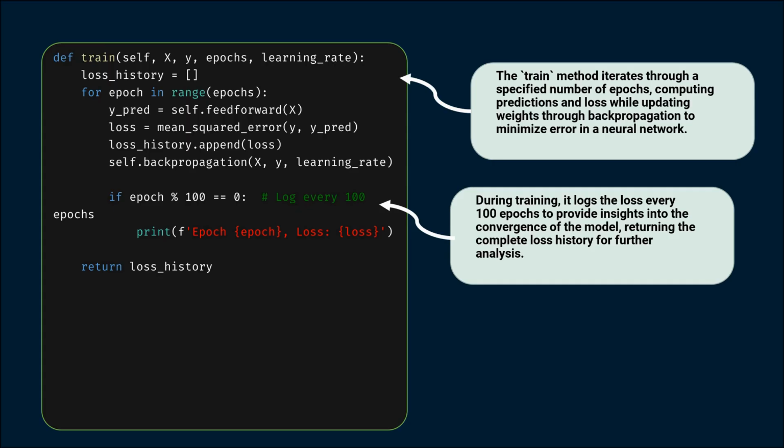To keep track of how we're doing, we'll provide feedback every 100 epochs. That's right, we'll log the current epoch along with the associated loss. This feedback loop not only helps us monitor progress, but also aids in fine-tuning the model's hyperparameters. Finally, once all the training is done, we'll return the loss history. This step is essential because it allows us to visualize how the loss has evolved throughout training. So let's get into it.